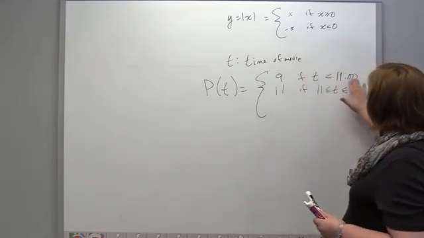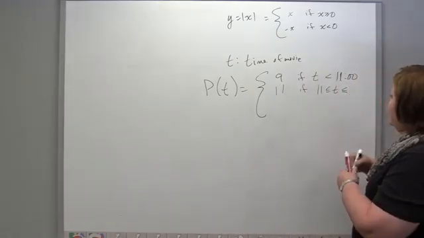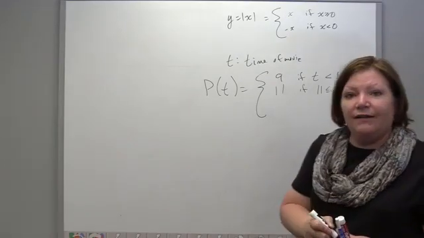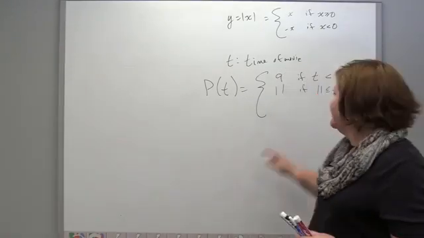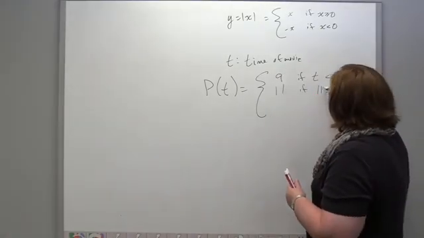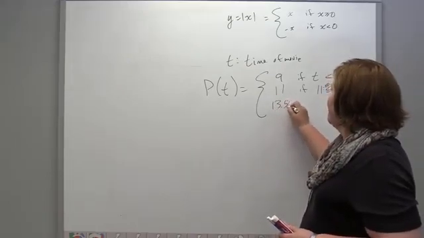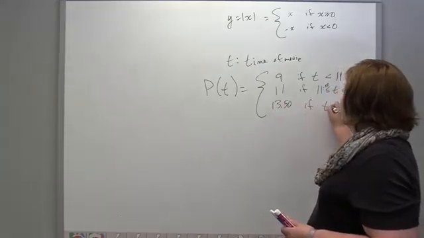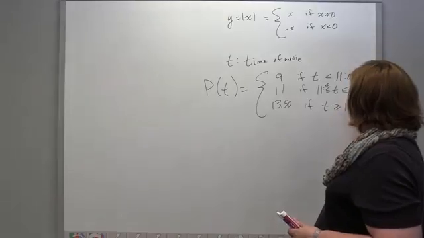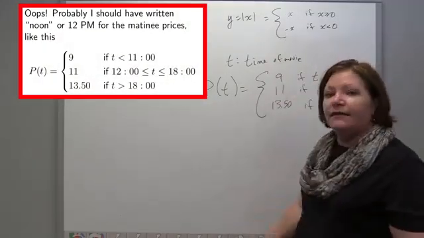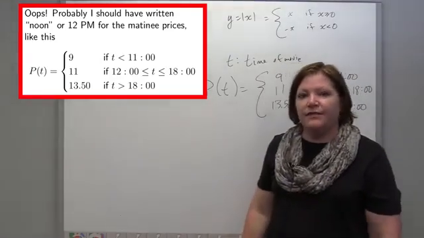and since that's confusing, we want to write this in 24-hour time. Some people call it military time, 1800. And it's 13.50 if T is after 1800. And that is how you would formally write the piecewise defined function for the price of movie tickets.